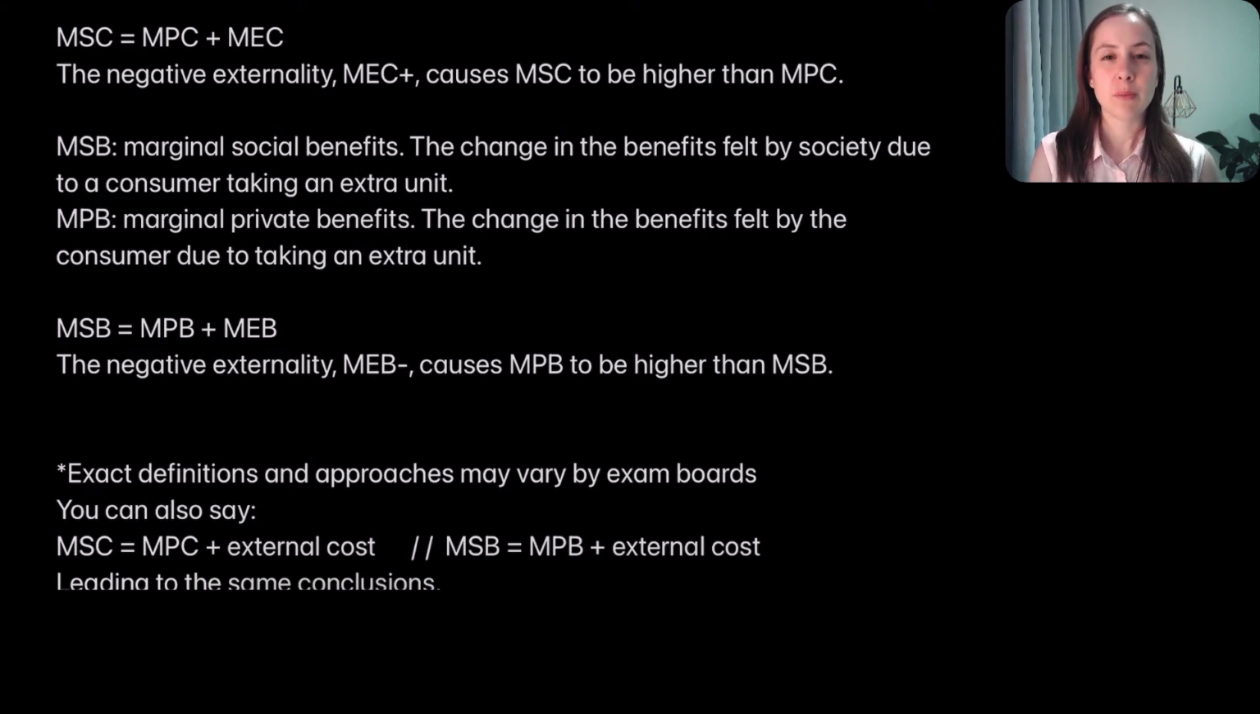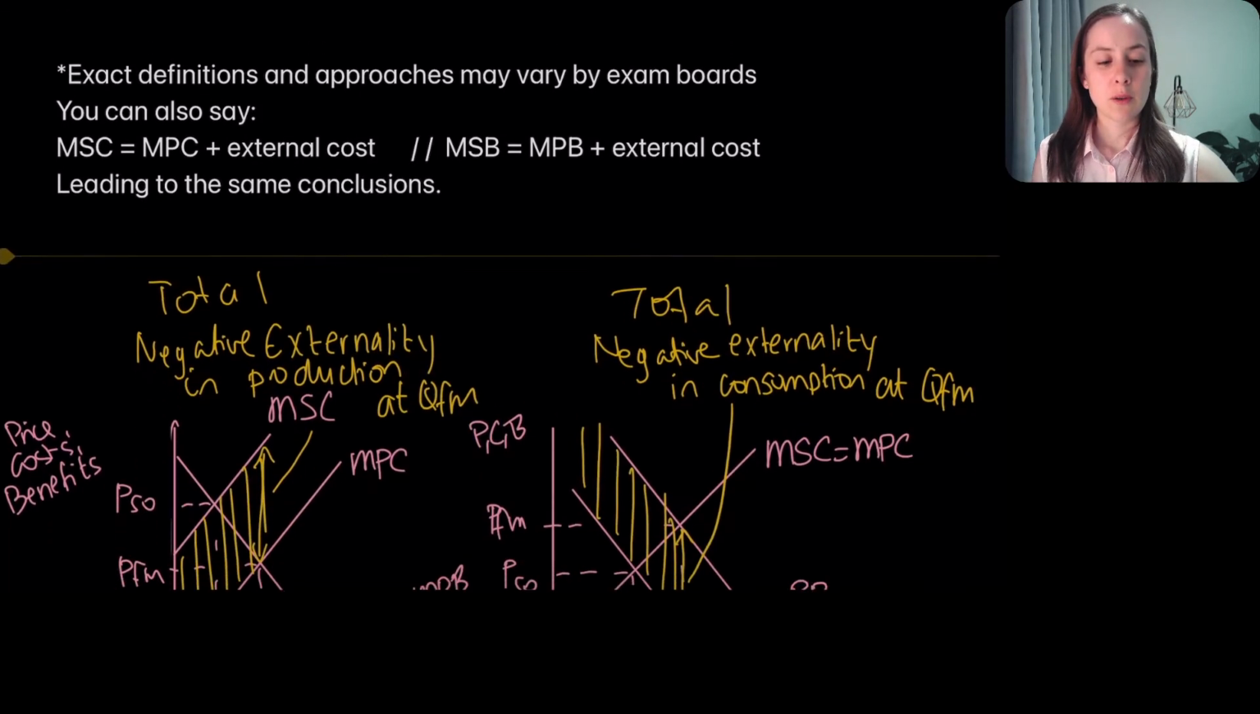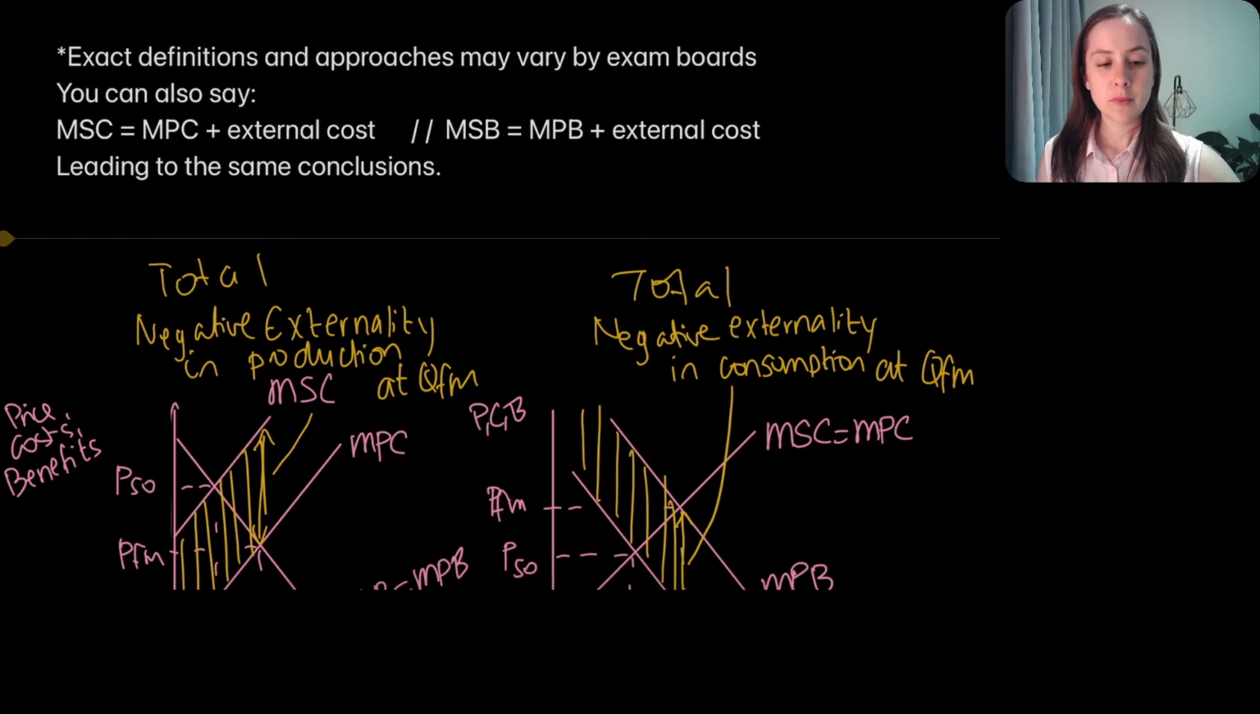Same with marginal social benefits equals marginal private benefits plus marginal external benefits. I've got all these definitions here, so hit the pause button, write them down, but I don't want to go into them so much right now. You can, of course, use slightly different vocab.